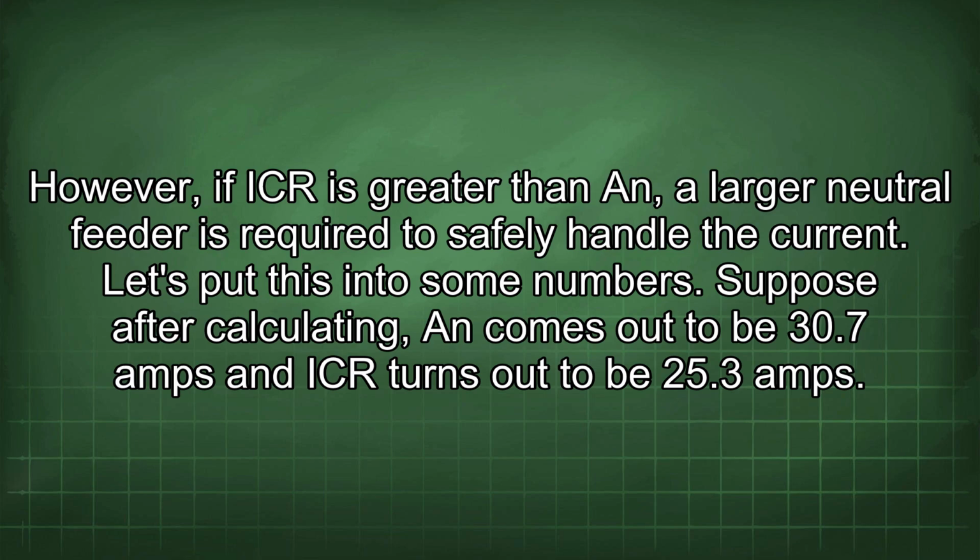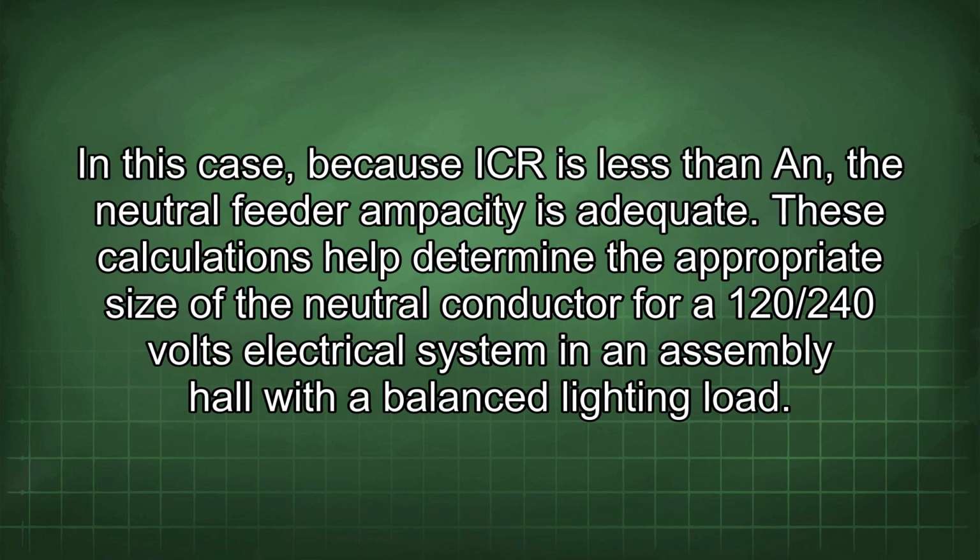Let's put this into some numbers. Suppose after calculating, IN comes out to be 30.7 amps and ICR turns out to be 25.3 amps. In this case, because ICR is less than IN, the neutral feeder ampacity is adequate. These calculations help determine the appropriate size of the neutral conductor for a 120/240 volts electrical system in an assembly hall with a balanced lighting load.